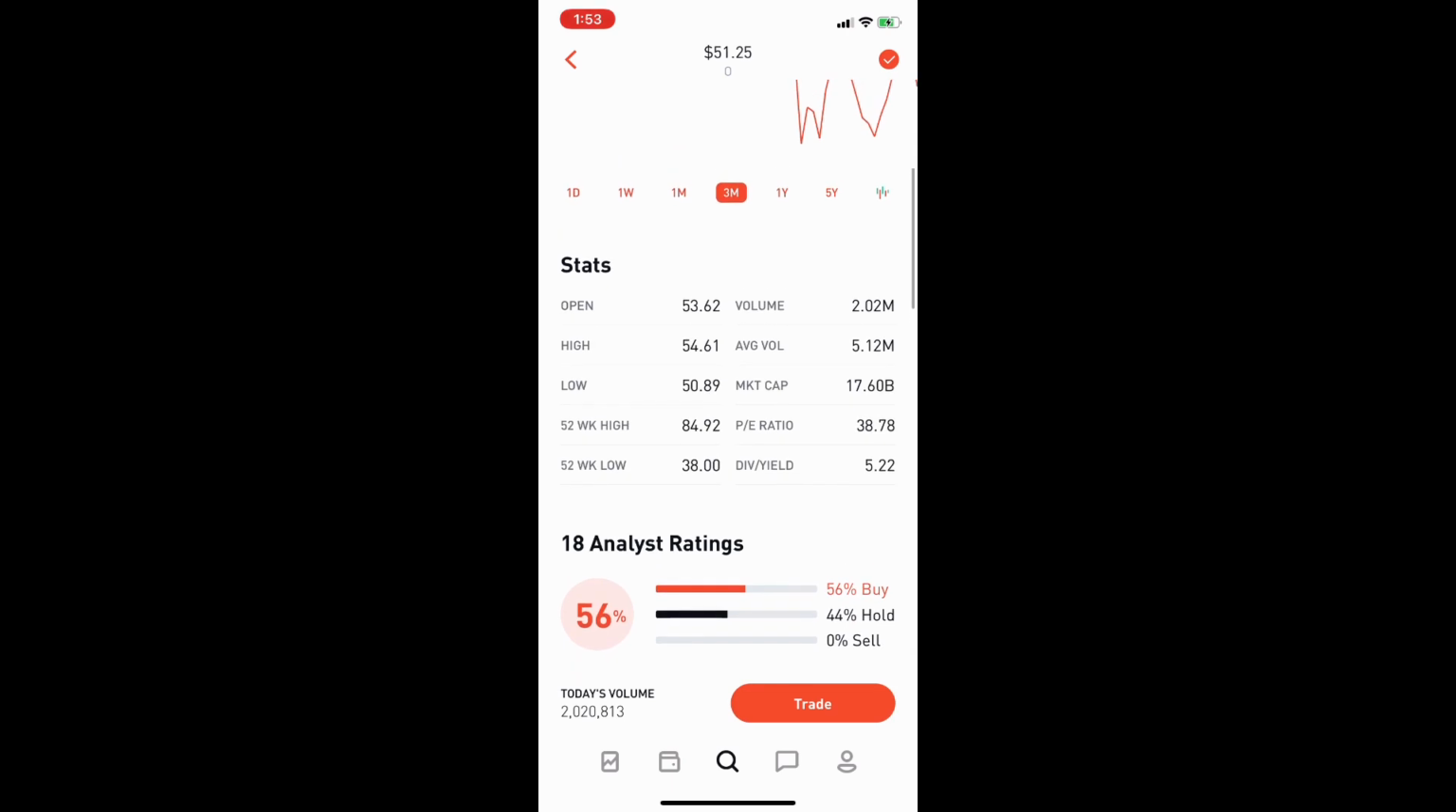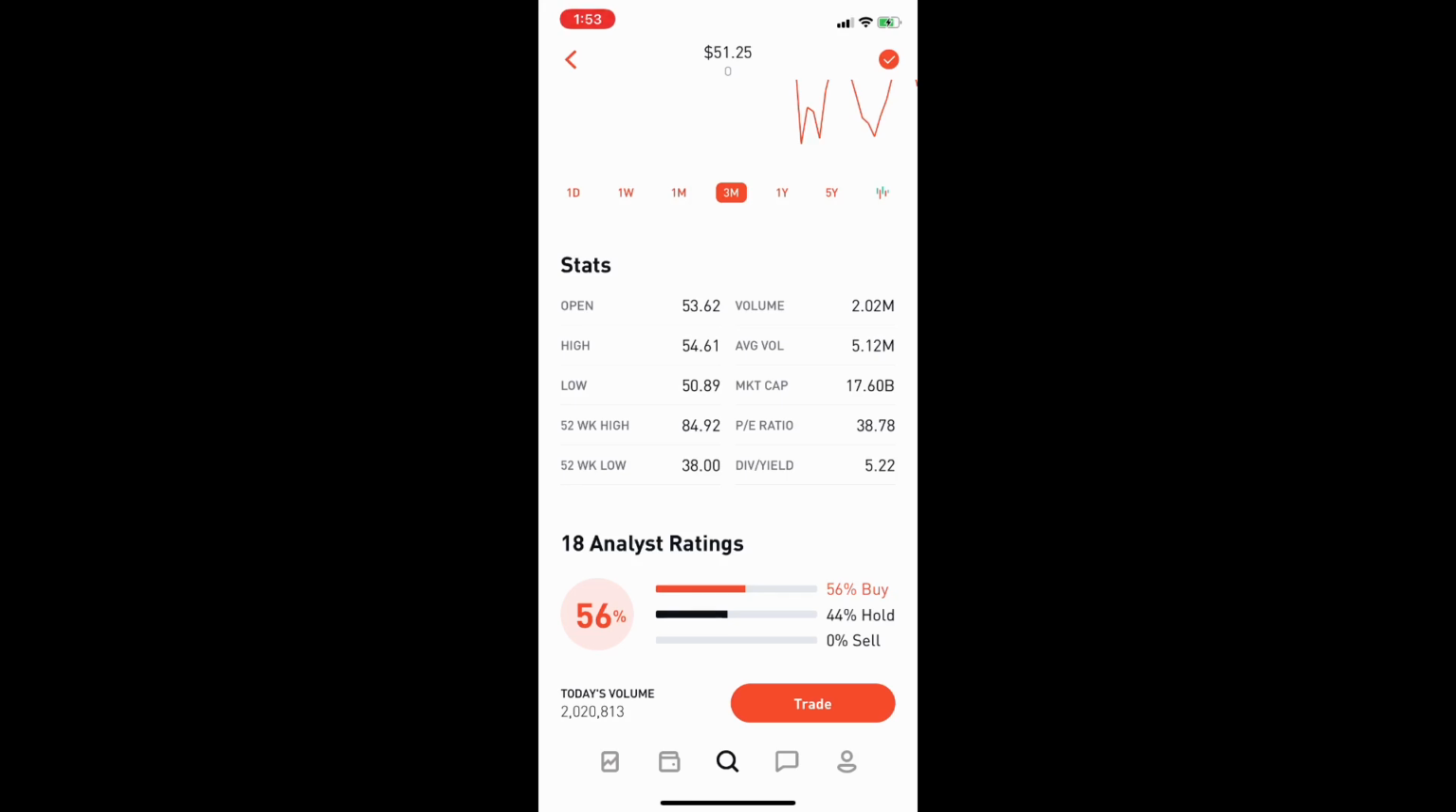So if I scroll down to their stats, you can see what they opened at today, what their high and low was today, as well as their 52-week highs and their 52-week lows. It shows you their price to earnings ratio, which is their price per share divided by their earnings per share. Right now, Realty's is really inflated, and typically you're going to look for a PE ratio in single digits, under 10.